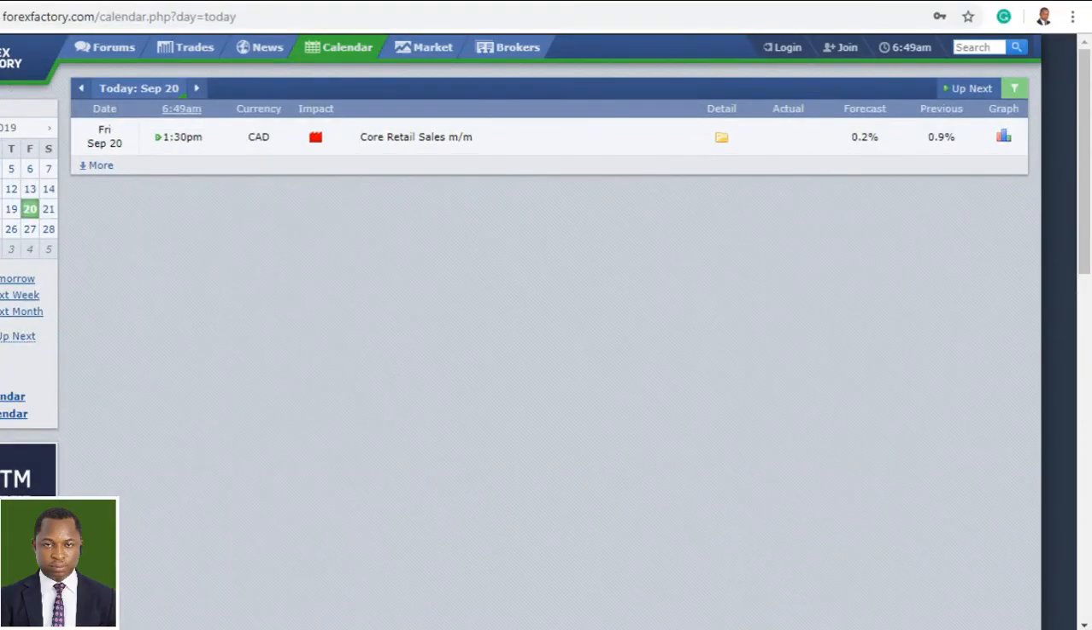All right, the only high impact news announcement that we have for today is coming from the Canadian dollar. I am sure it is once this news item is released that we can begin to see the last price action for the week. Between now and the news release hour, we are likely going to see some sideways movement. But once the news is released, then we can see the last action for the week.